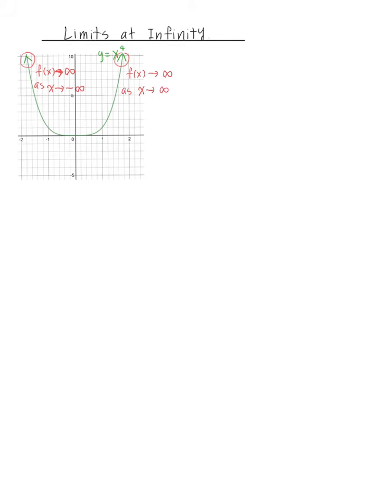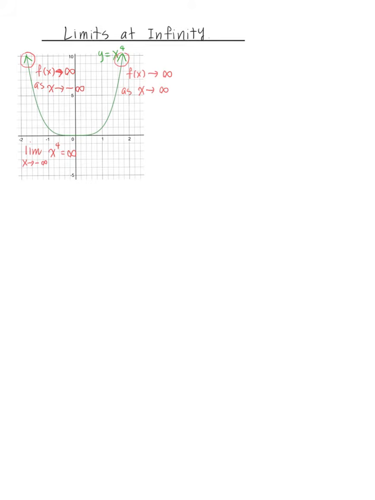Now, for those of you who are going to be taking calculus, there is a specific notation for that. To express f of x goes to infinity as x goes to negative infinity, we write it as the limit as x goes to negative infinity of our function f of x, in this case x to the fourth, and this is going to go to infinity. That's how you would write it in first semester calculus.